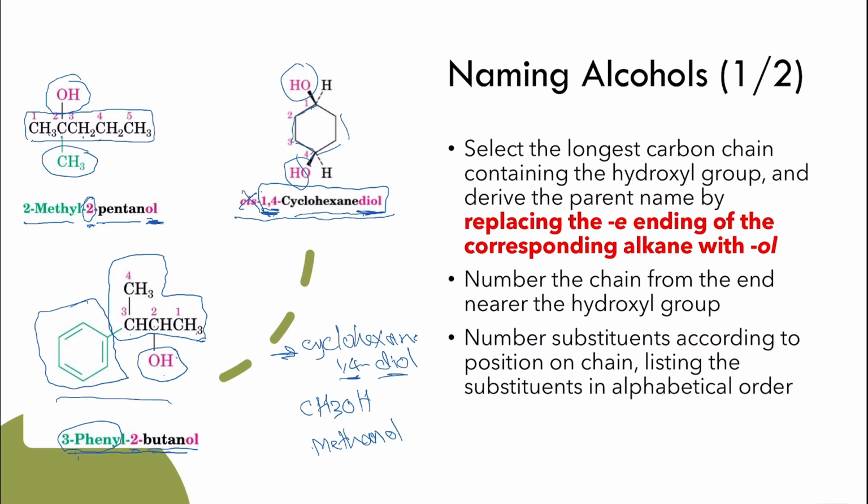Again, for this one, you can say 3-phenylbutane 2-ol. So it's also the same name. You can either put the number before the suffix ol, or you can put it before the whole parent name of the alkane with an ol at the end.